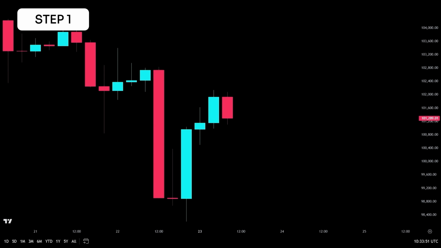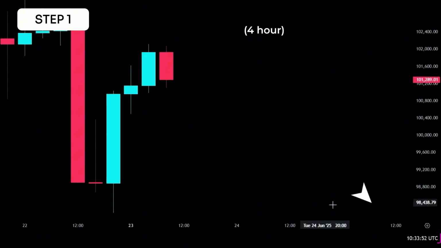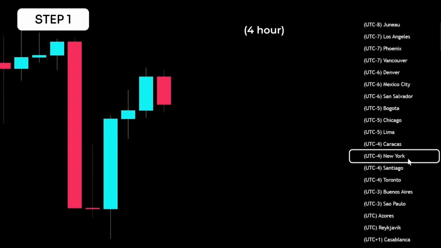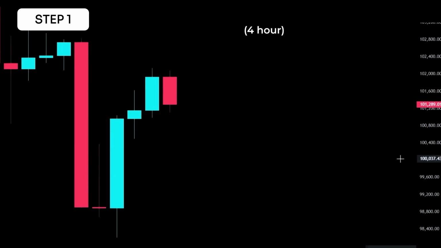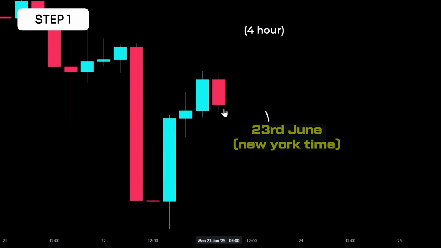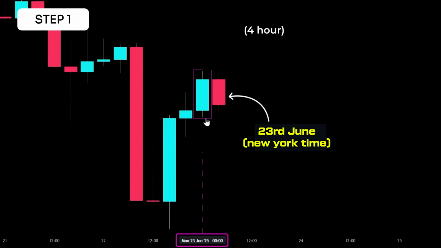Step 1. Open your chart in TradingView and switch the time frame to 4 hours. Each candle now represents 4 hours of market activity. Before identifying the candle, make sure your chart is set to New York time, because this strategy is based on the first 4-hour candle according to the New York trading session. Once the time zone is correct, locate the first 4-hour candle of the current day. For example, if today is June 23rd, simply find the very first candle that opened on June 23rd.